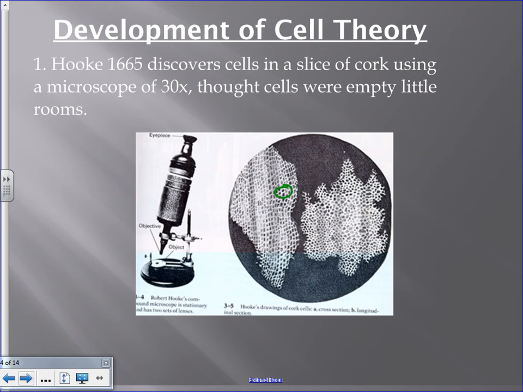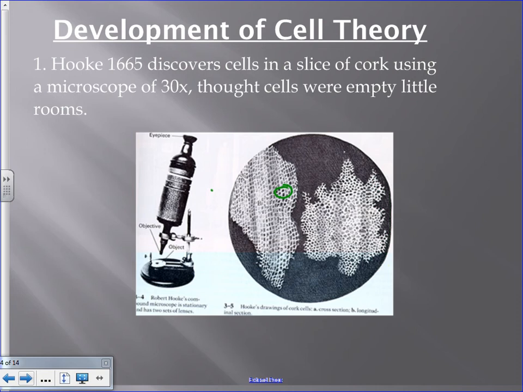He thought they looked like empty rooms, like a prison cell, or the cells in a monastery or whatever. Okay, empty little rooms. That's why he called them cells. That's where the name comes from. So this guy, who was actually a physics person, discovered cells. Possibly one of the most important discoveries of all time, and like most important discoveries, completely by accident.